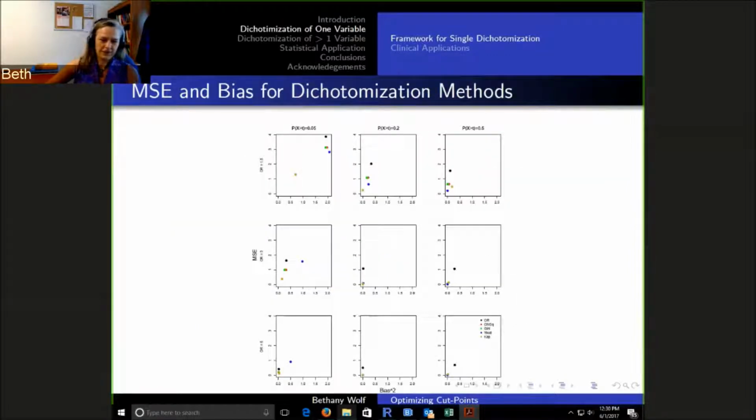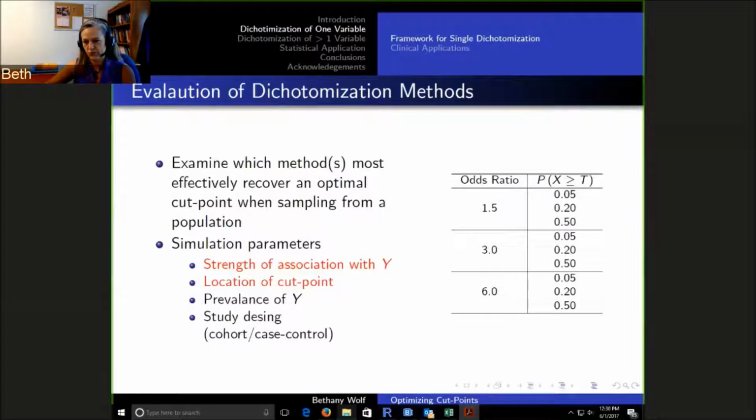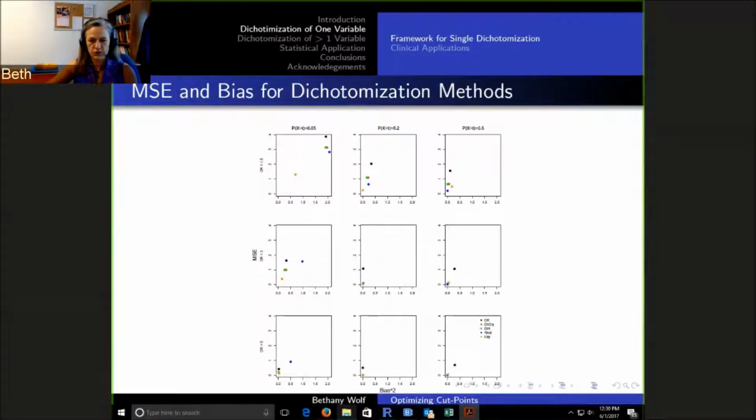When we looked at these, we wanted to evaluate how well each of those 6 statistics recovers the true cut point that we believe to be there. In this slide, we have the 9 simulations, the 9 scenarios from the previous page. So we had an odds ratio of 1.5 with our 3 cut points, an odds ratio of 3 with our 3 cut points, and an odds ratio of 6 with our 3 cut points. In our slide, for the choice of threshold, that corresponds to the columns.